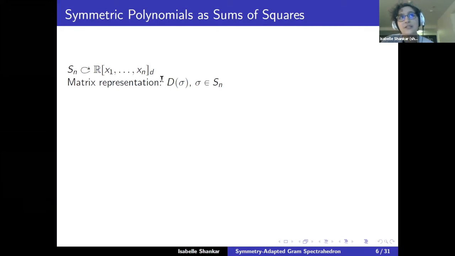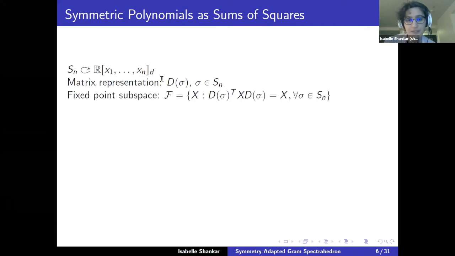And that induces a representation on the space of symmetric matrices by conjugation, right? So we can act on a symmetric matrix X by multiplying on the left by D sigma transpose and on the right by D sigma. With this action, it has some fixed point subspace: the space of symmetric matrices that are fixed by that action.